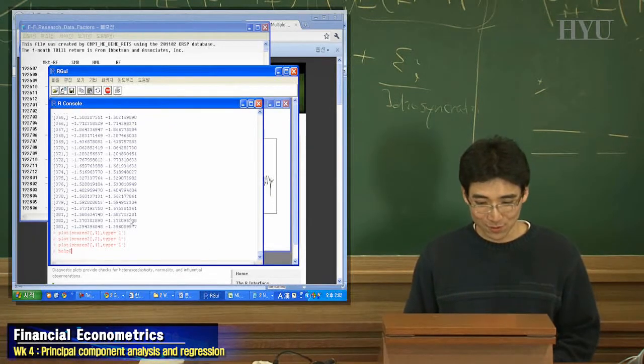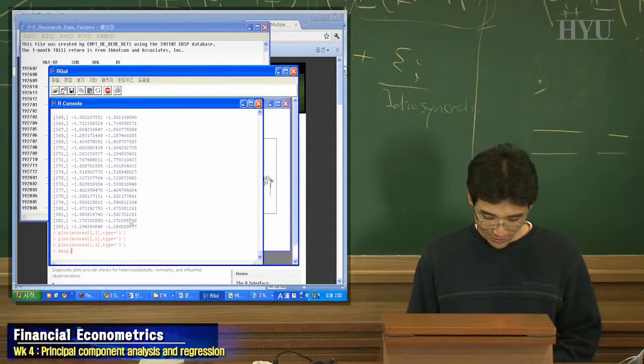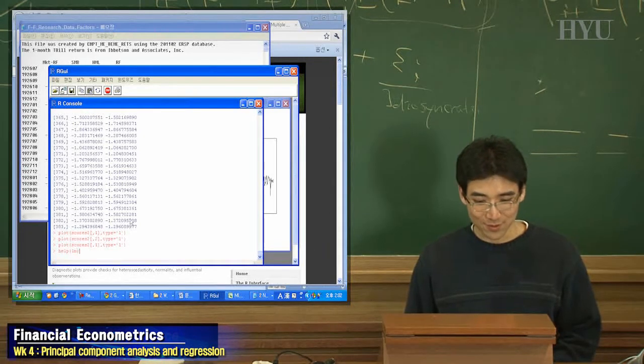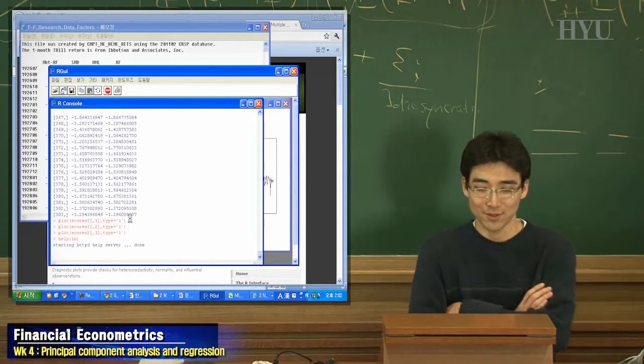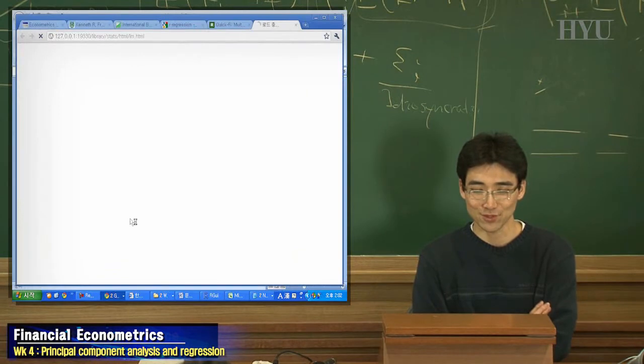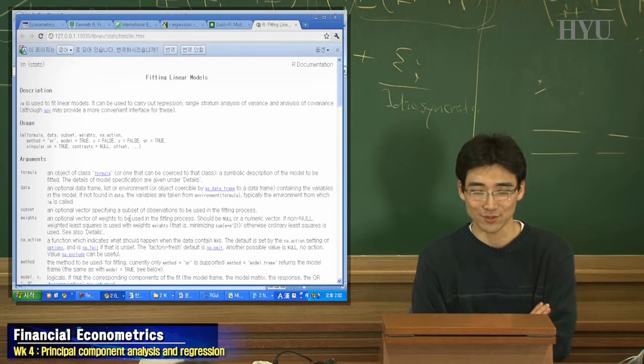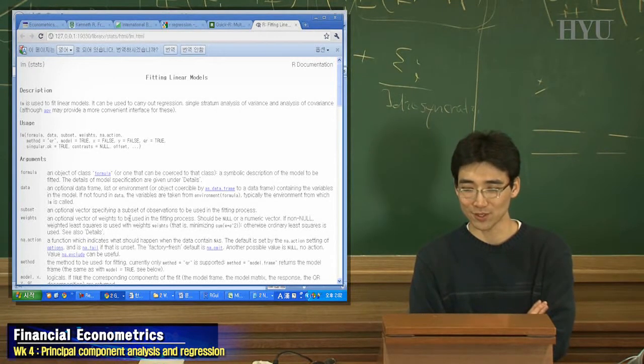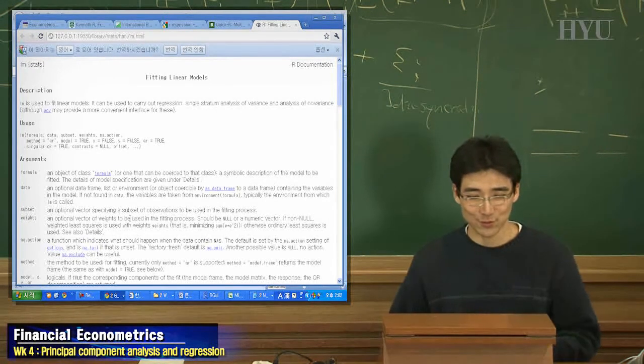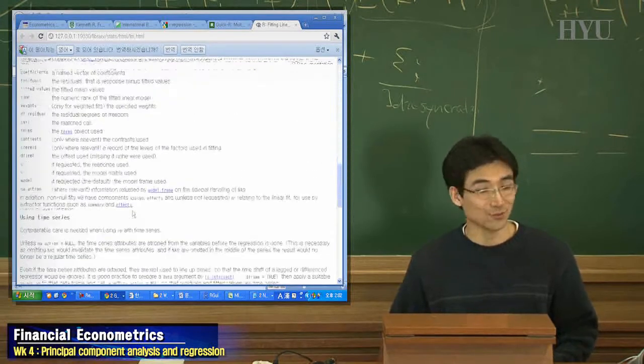Alternatively, you can type help and LM, linear model. Then it will again show you the syntax and an explanation about the syntax of regression. Description: LM is used to fit linear models. It can be used to carry out regression, single stratum analysis, regression, okay? So here is the syntax. Good?